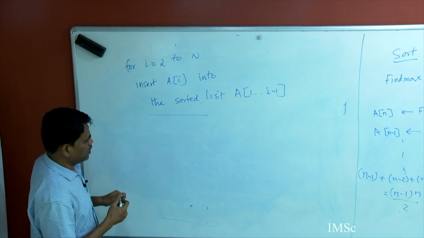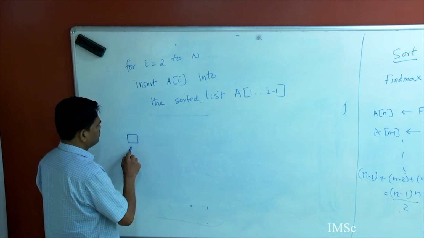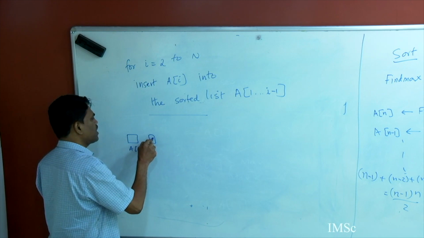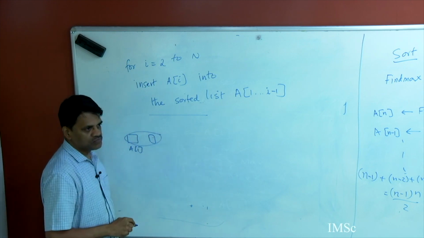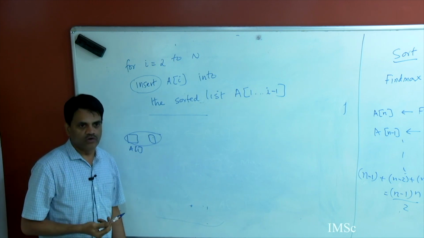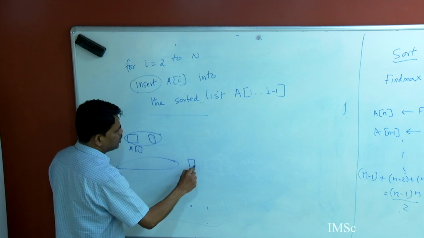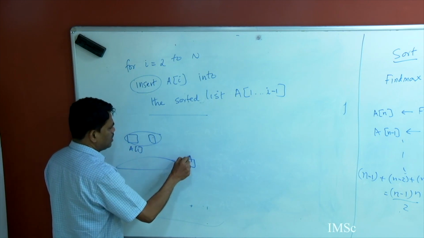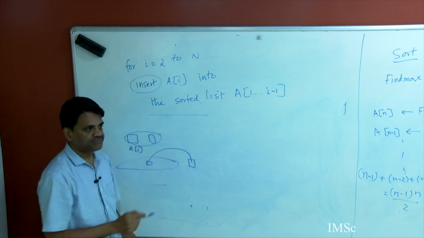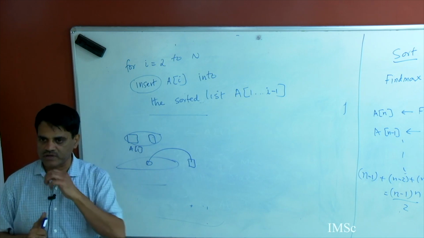So what am I doing? A1 is sorted. Take the next element, do something so that this remains sorted. Right? The do something is what is insert. I'll come to what you do. So at any point of time, if you have some sorted list, you take the next element and insert it here so that this remains sorted. Okay, so that at the end of it, your array will be sorted.